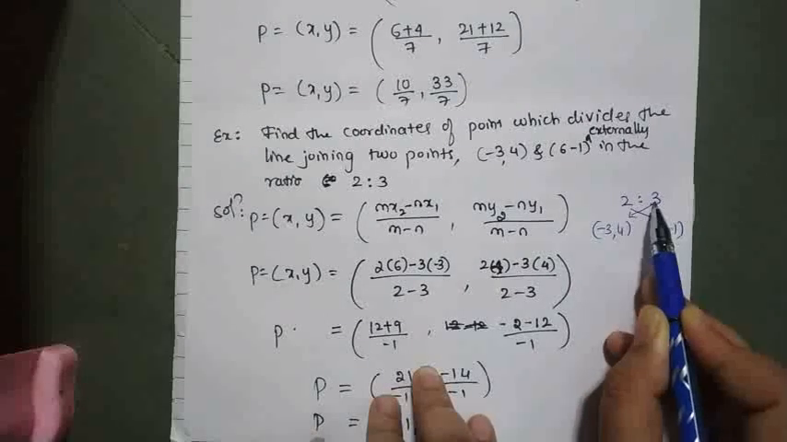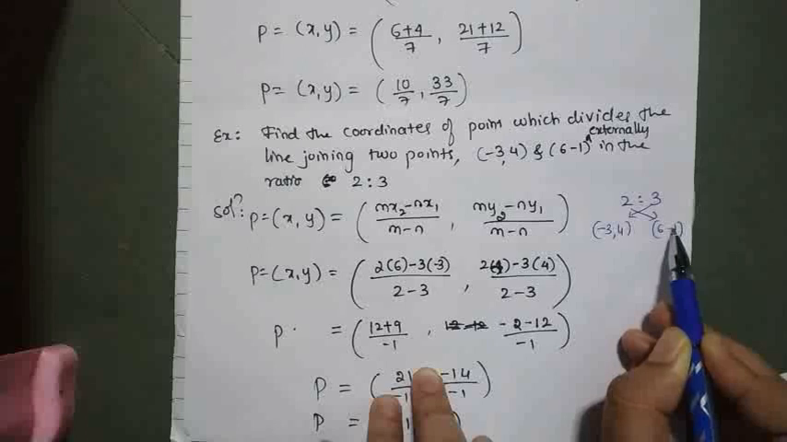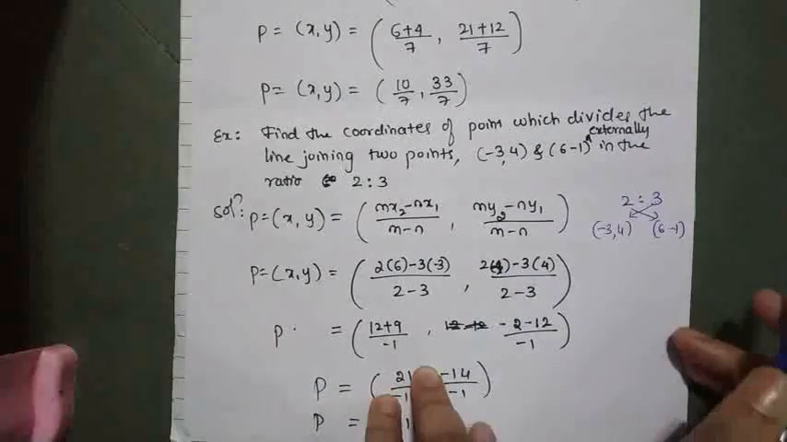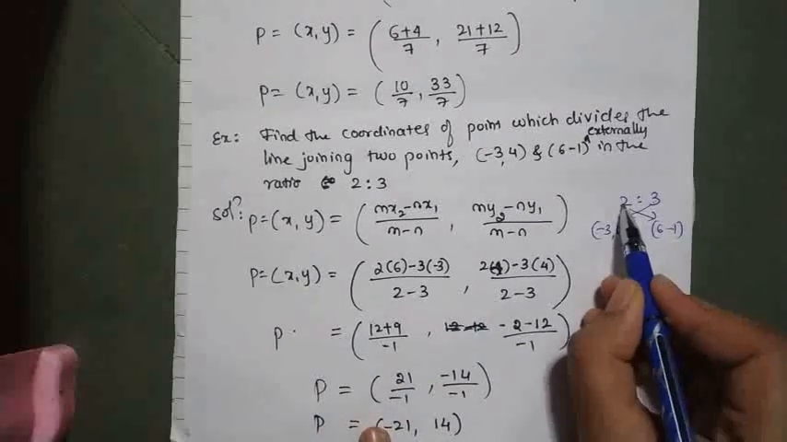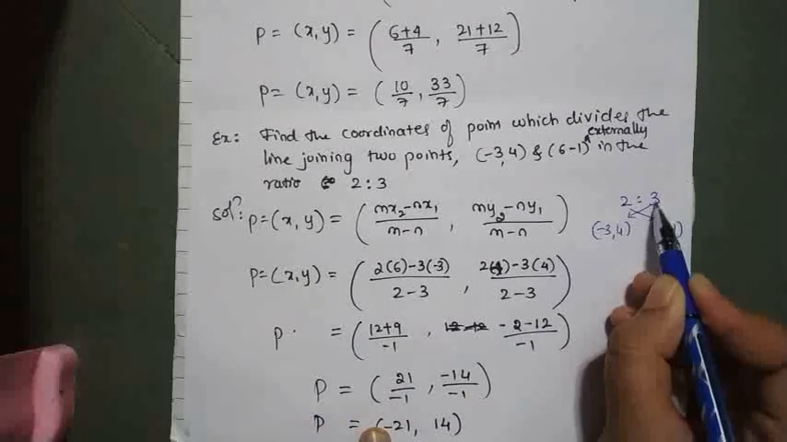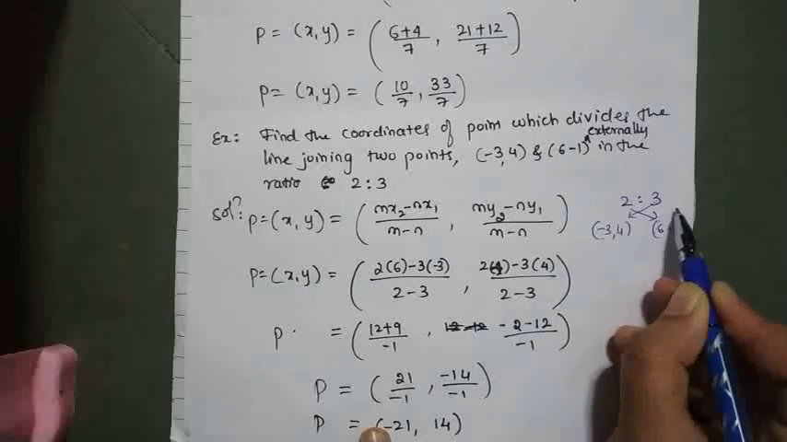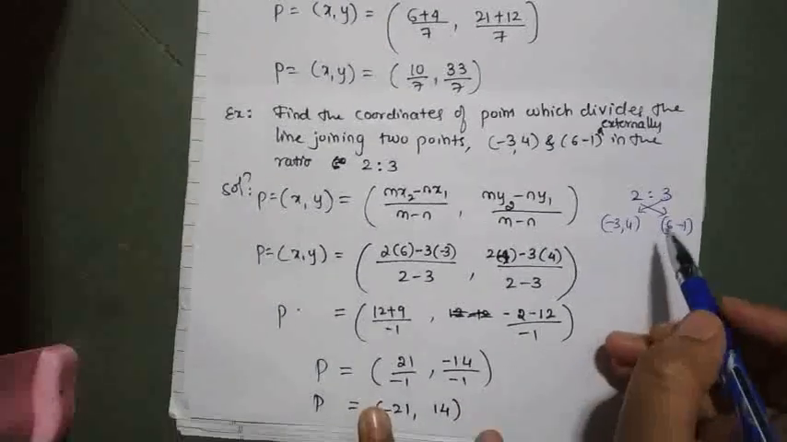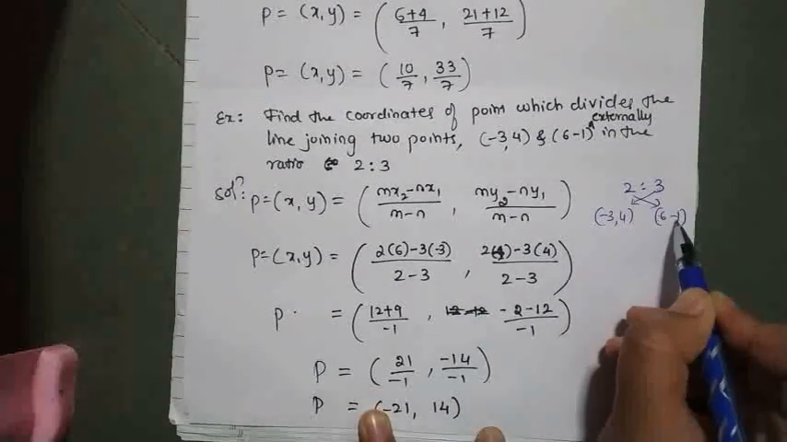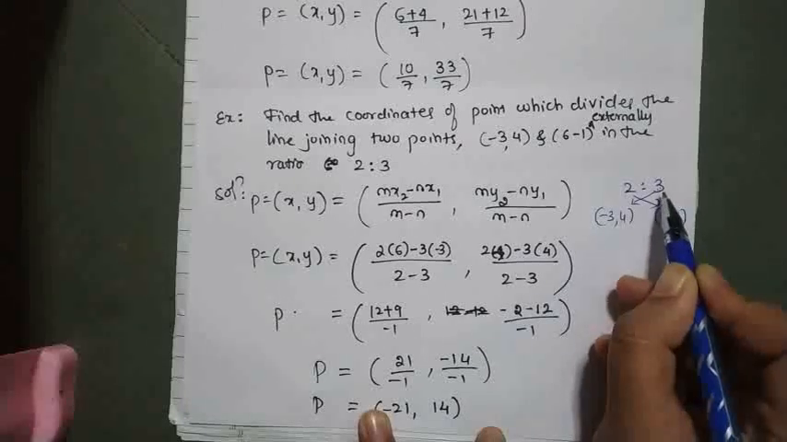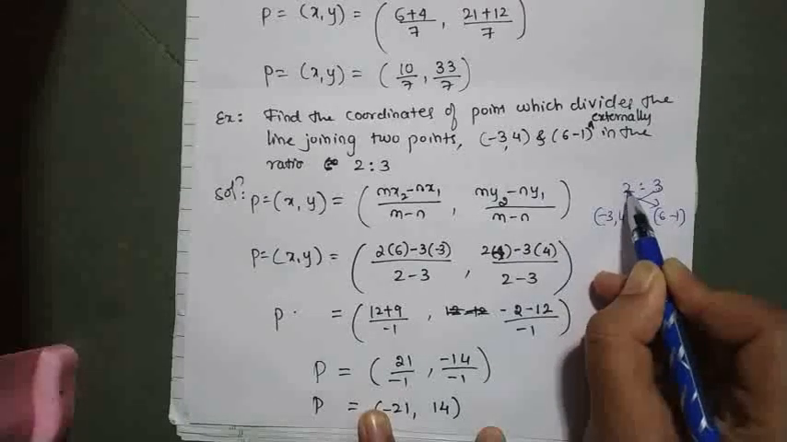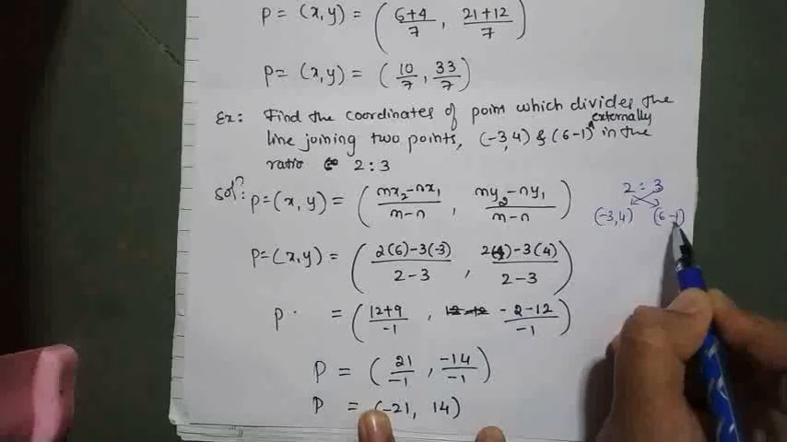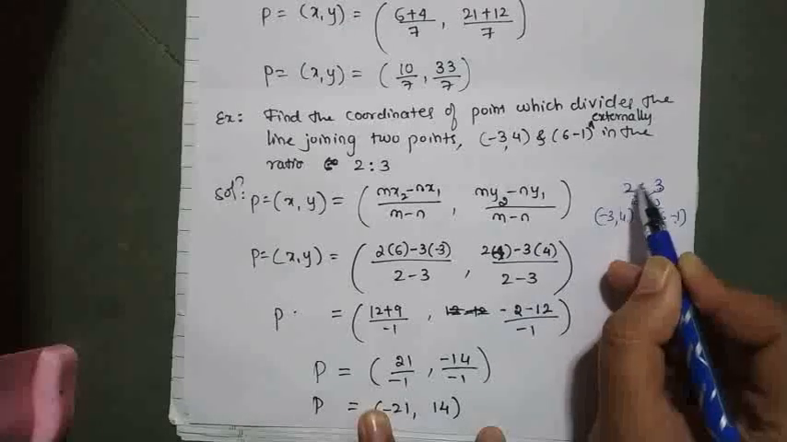(mx2 minus nx1) by (m minus n) and (my2 minus ny1) by (m minus n). So what is mx2? 2 into 6 minus 3 into -3 by 2 minus 3. Okay, (my2 minus ny1) by (m minus n) is 2 into -1 minus 3 into 4, divided by 2 minus 3.